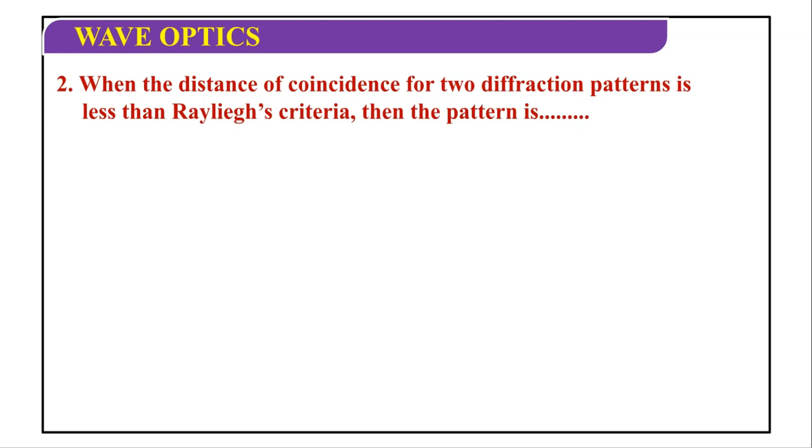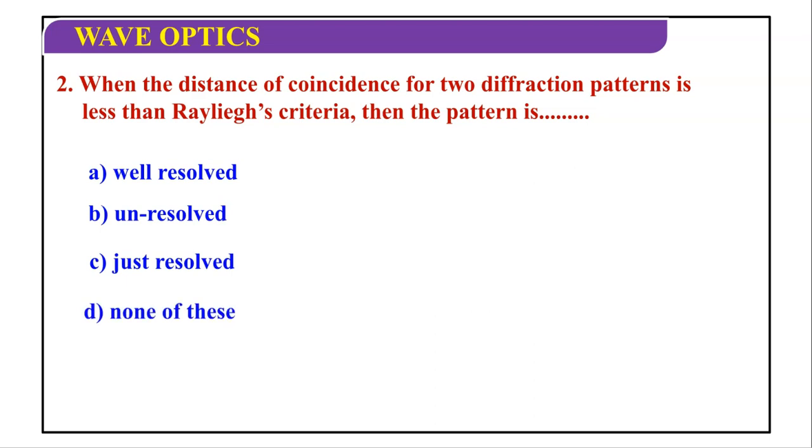Second question: when the distance of coincidence for two diffraction patterns is less than the Rayleigh criterion, then the pattern is known as well resolved, unresolved, just resolved, or none of these. The correct answer is unresolved.